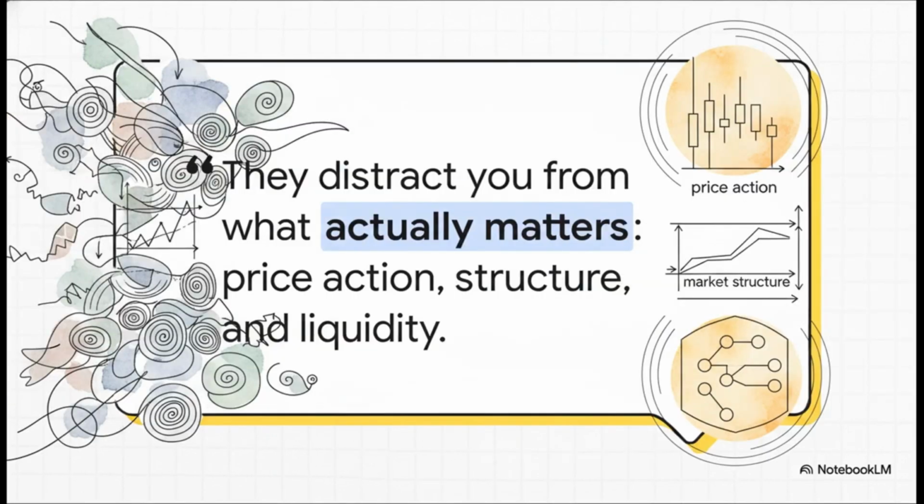So why are we so ruthless about this? Because indicators are lagging. They're inefficient. They're just showing you what already happened. They clutter up your brain, and most importantly, they pull your focus away from the only 3 things that actually matter: price action, market structure, and liquidity. If you master these 3, you won't need anything else, period.